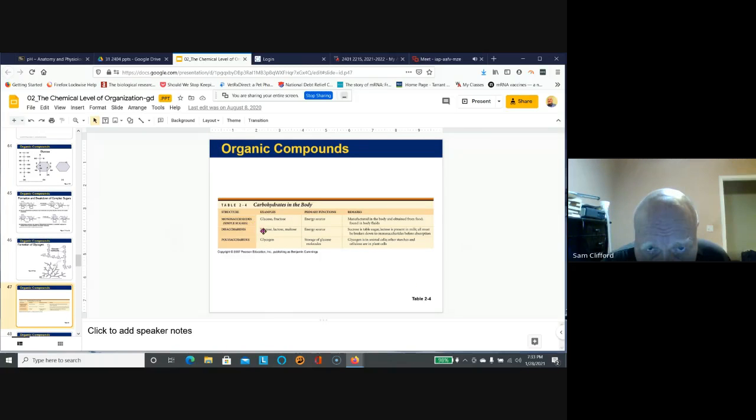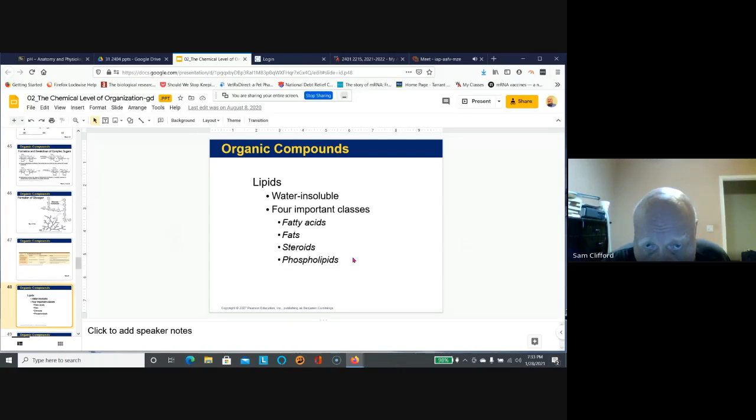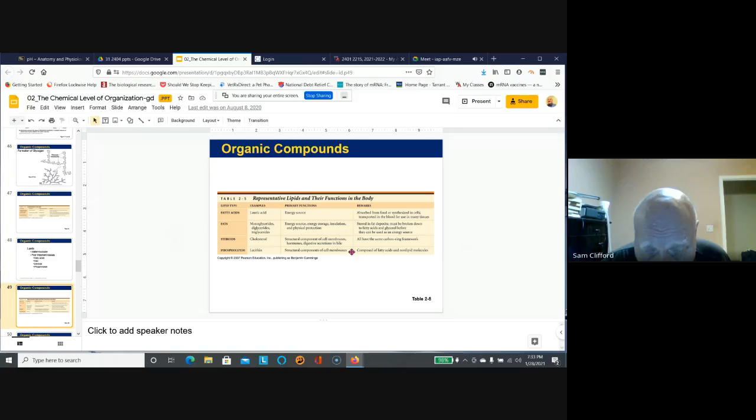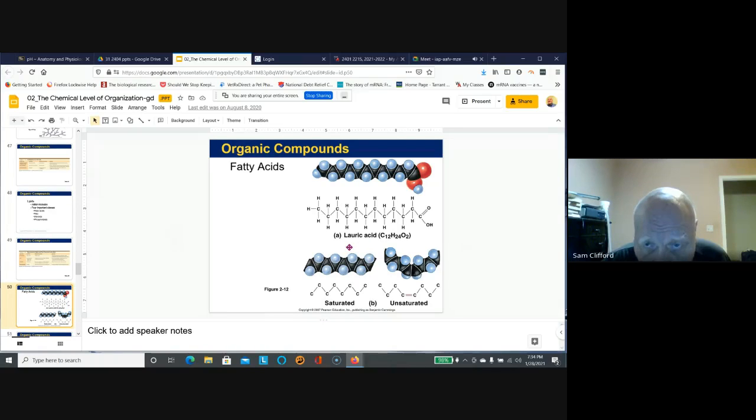Make sure you read this table so that you know about these characteristics of organic compounds. Lipids, read through this. Okay, this is another example, just like I showed you the amino acid. This is oxygen, this is carbon, this is hydrogen.